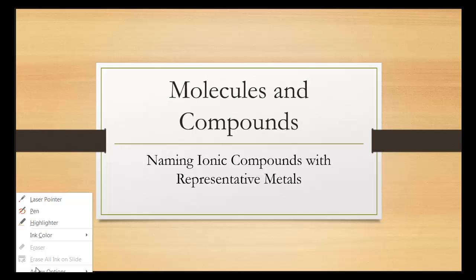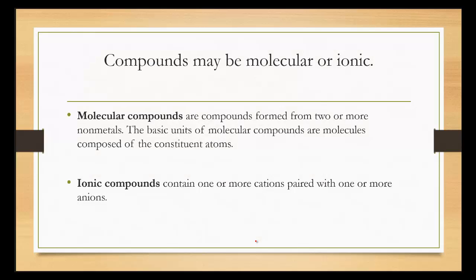In this tutorial, we will be discussing ionic compounds with representative metals. Compounds can be either molecular or ionic. Molecular compounds are compounds that form from two or more nonmetals. The basic unit of a molecular compound are molecules composed of constituent atoms. Ionic compounds, however, contain one or more cations paired with one or more anions.